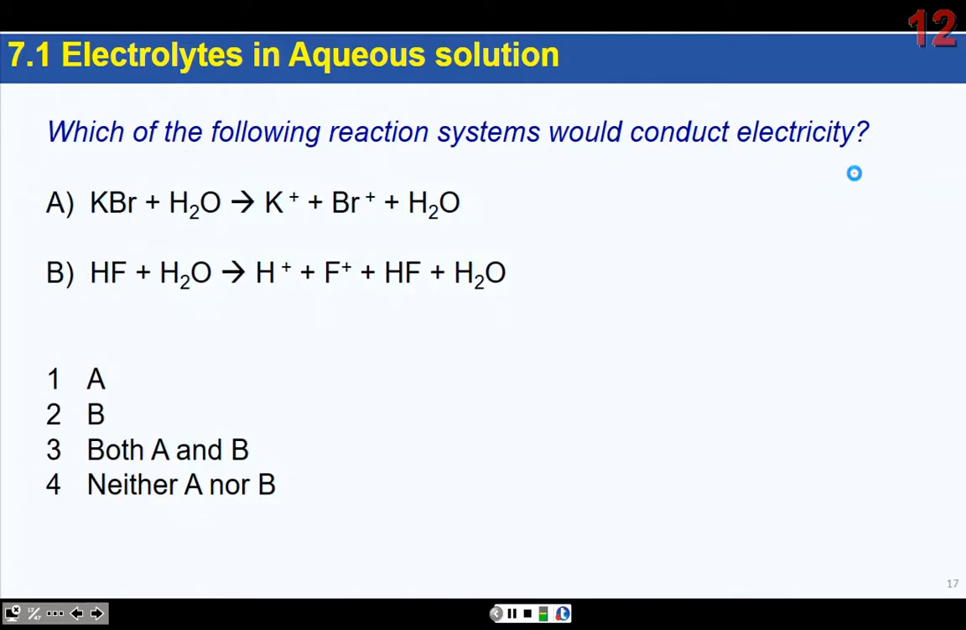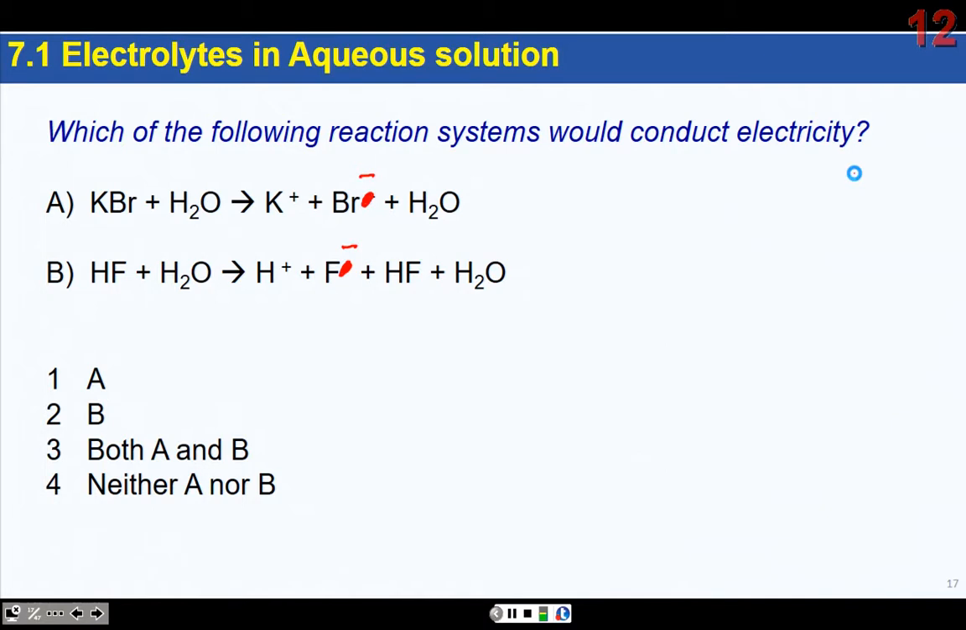Now, which of these reaction systems would conduct electricity? We have to look at these things, or which one would do it well. So we have an example of putting potassium bromide with water to make potassium ions. Oh, that's a typographical error, sorry. That should be a negative ion, huh? And each of those are incorrect for that, but I'll fix them. And you get potassium and bromide ions, and water is still there.